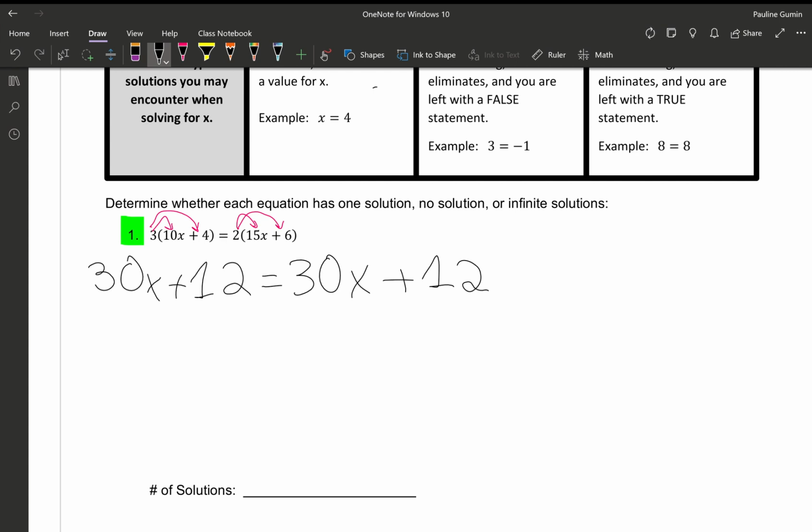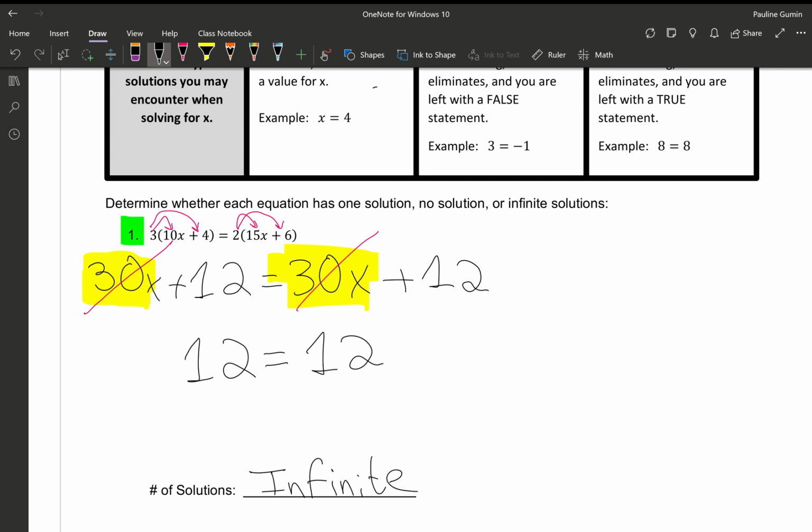Okay, check out the variables on both sides. On the left, I have 30x. On the right, I have 30x. This allows us to eliminate them completely because they're exactly the same. So what are we left with? On the left side, we have 12, and on the right side, we have 12. Does 12 equal 12? It sure does. That means we have an infinite number of solutions.